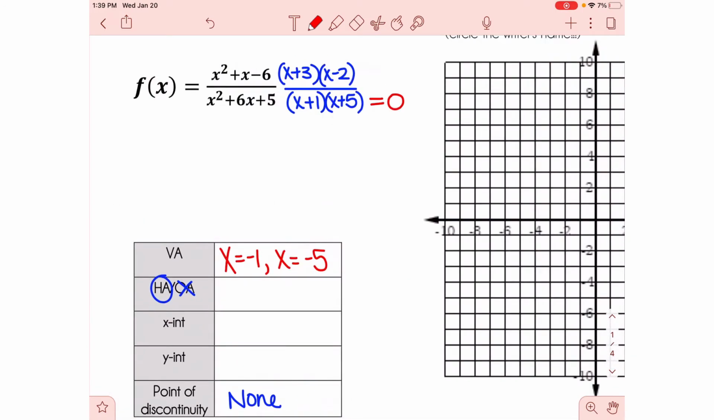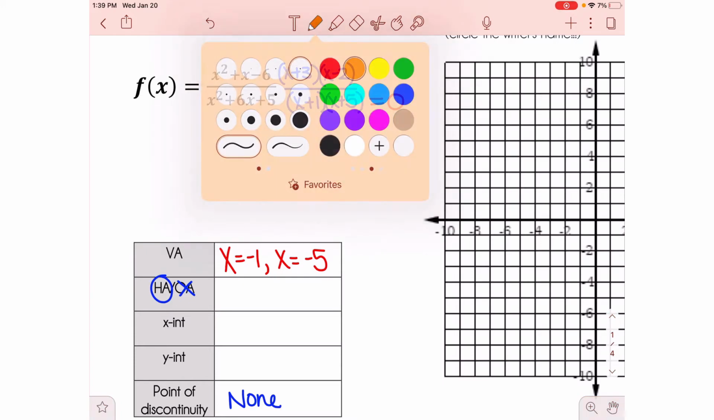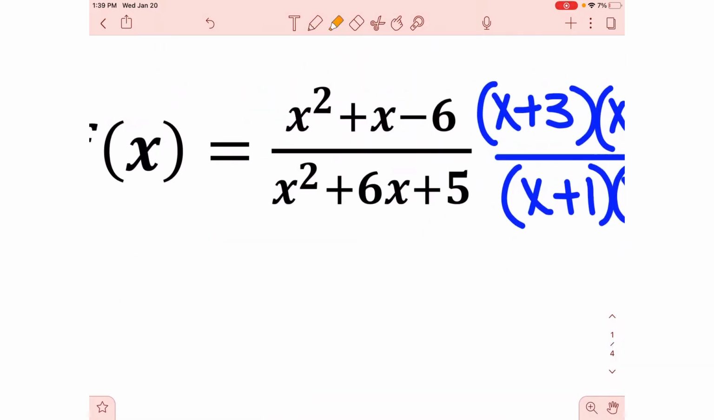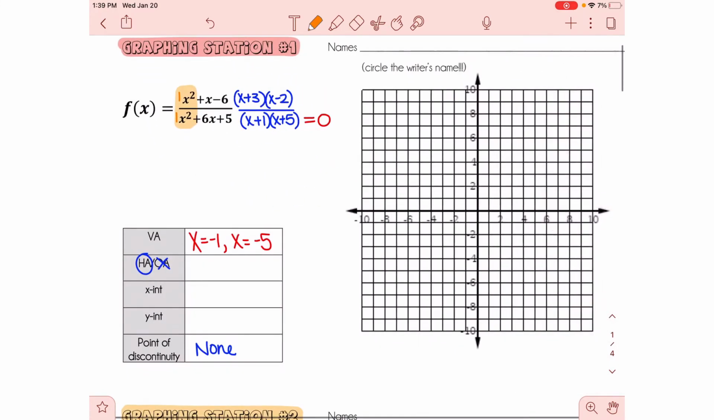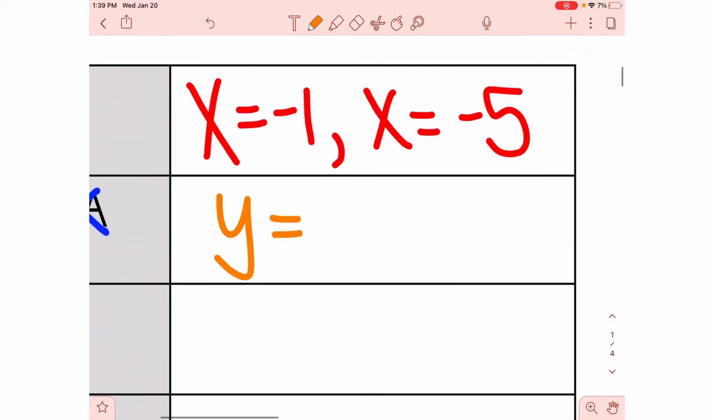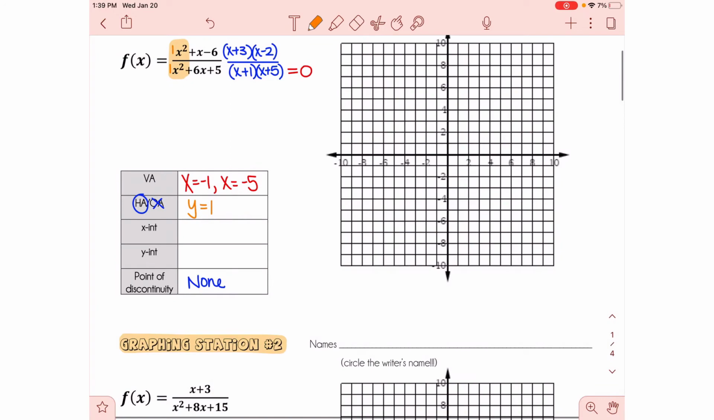Next, for the horizontal asymptote, my eyes would go back to the original problem because that's where I will look to see that it's the same degree on the top and bottom. So the horizontal asymptote is the ratio of the coefficients. So 1 over 1 is 1. Y equals 1 will be the horizontal asymptote.